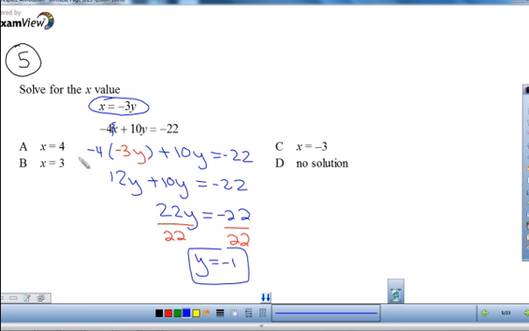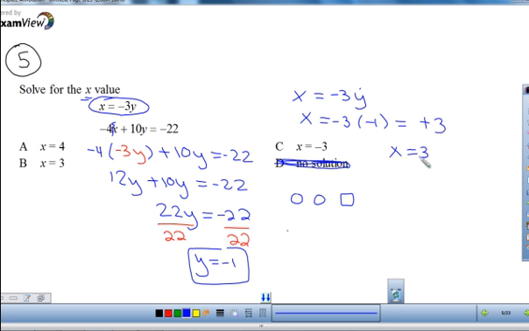Okay. The answer is not there because you're solving for the x value. So it's never no solution. The only time it's no solution is when you end up with 0 equals a number. Okay. That's the only time when there's no solution. So I didn't end up with that. So y equals negative 1. So what I need to do is substitute it back to find x. So wherever I see a y, I'm going to substitute a negative 1. Negative 3 times negative 1 is positive 3. So x is equal to 3.